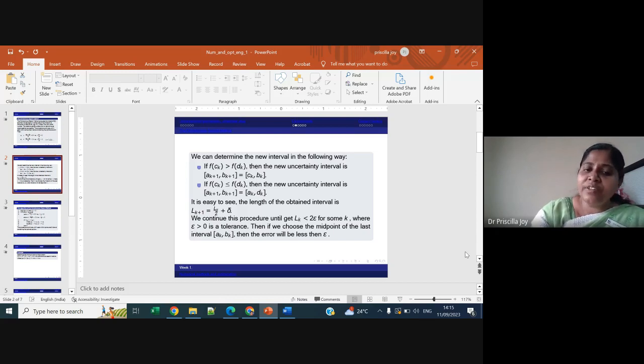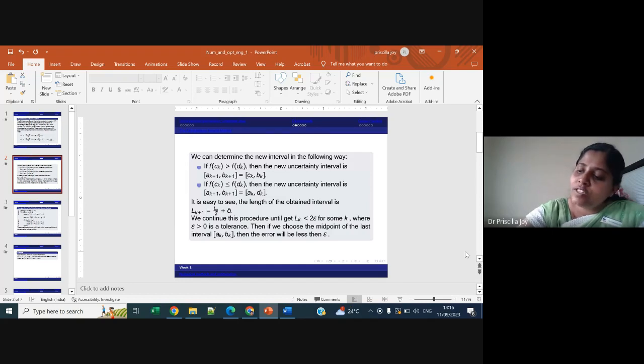Afterwards, we need to find the length of the obtained interval, L(k plus 1). Every time we need to find the new length. The equation for that is L(k plus 1) equal to Lk by 2 plus delta. We need to continue till the length Lk which we obtain is less than or equal to 2 into epsilon.